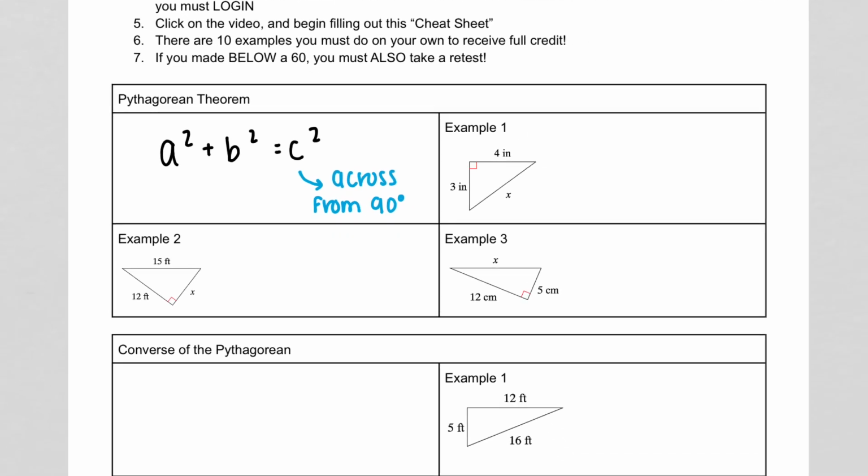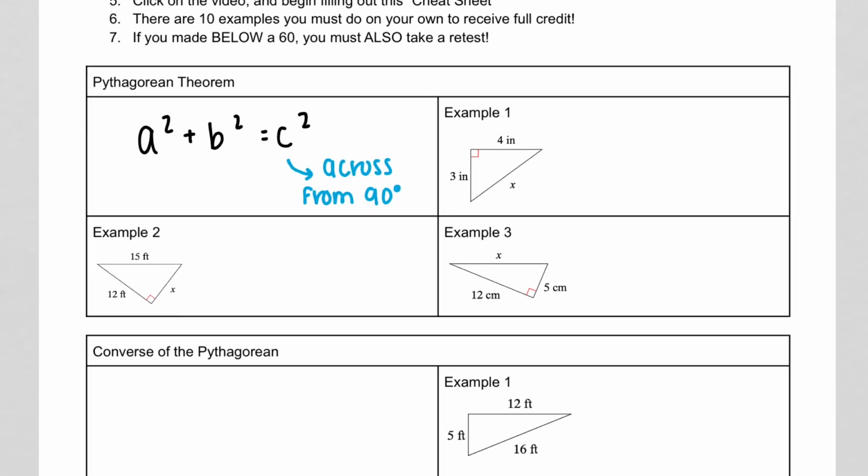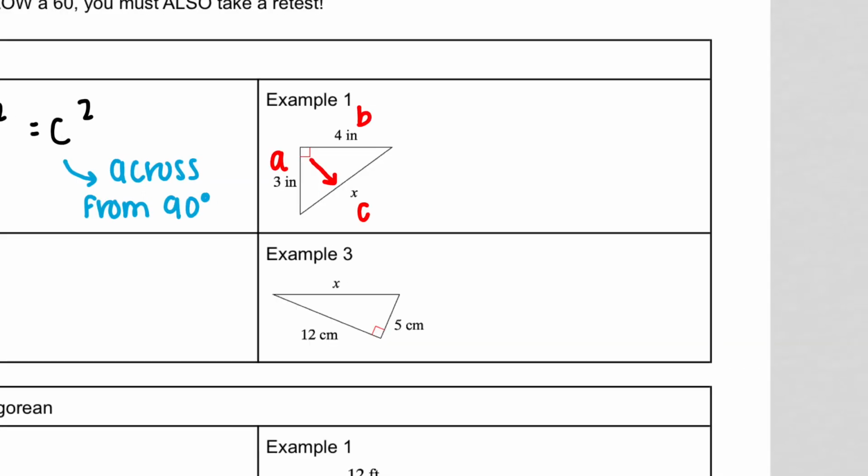So when you get to a problem, the first thing you need to do is label your A, B, and C. So we're always going to start with C. I'm going to go across from the 90 degrees. I'm going to label that C. Now your A and B don't matter after that, so I'm just going to put 3 as A and 4 as B. And I'm going to use that Pythagorean theorem that we just talked about, a squared plus b squared equals c squared, and plug stuff in.